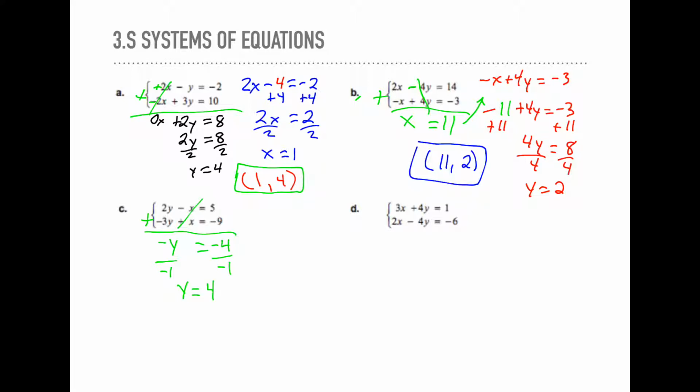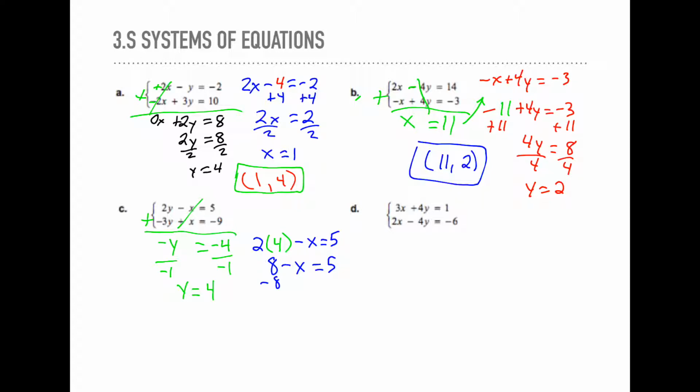Let's plug it in. I'm going to plug it into the top one just because I'm dealing with less negative symbols, and that makes my life a little bit easier. So 2 times y, but instead of y, let's substitute that in. Get 4, so 2 times 4 minus x equals 5. 2 times 4 is 8, so 8 minus x equals 5.